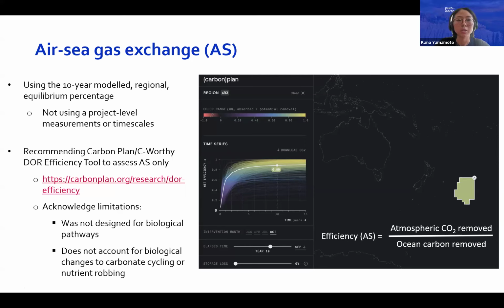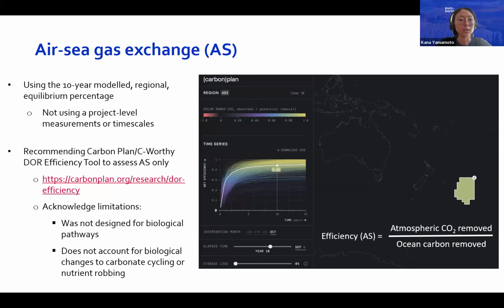So this AS term is going to be both a factor of the carbon dioxide gas exchange rate, as well as the movement of those surface water masses. And because of that, the complete equilibration of the ocean and atmosphere CO2 can take many years to even centuries. So to quantify this, we need to use models. And in this case, Perot is proposing the use of the direct ocean removal tool created by Carbon Plan and Seaworthy. This is publicly available and online.